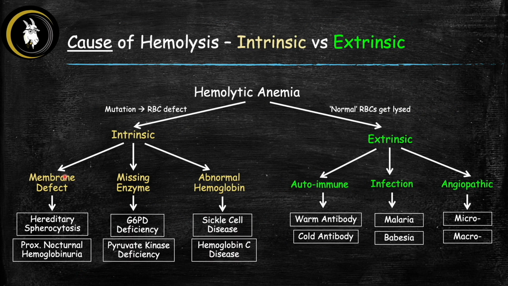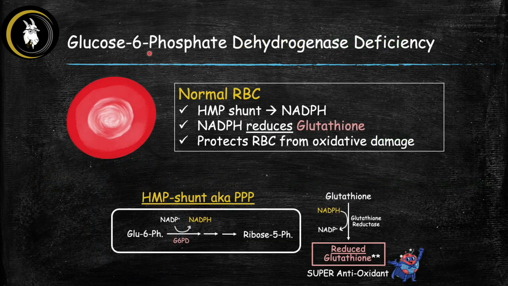Okay, so we learned the two membrane defect diseases. Now let's move on to the diseases caused by enzyme deficiencies, which are G6PD and pyruvate kinase deficiency. Now let's learn about G6PD deficiency. First, we have to talk about normal red blood cells, and you may want to buckle up because we also have to review a little biochemistry here.